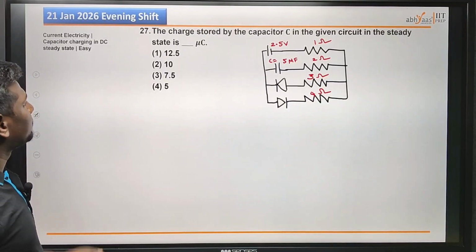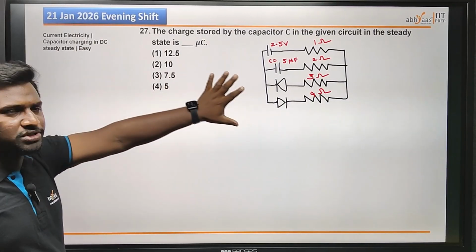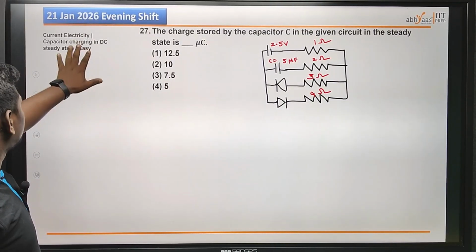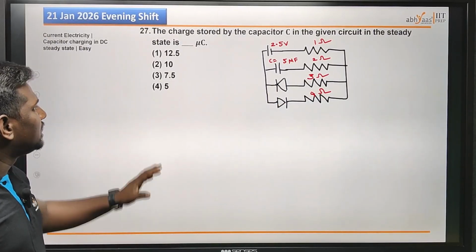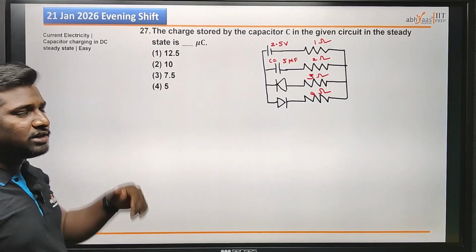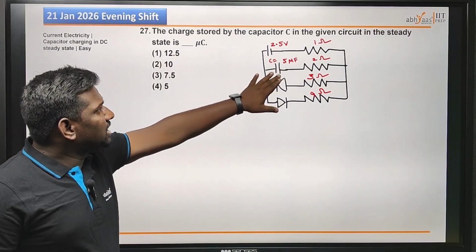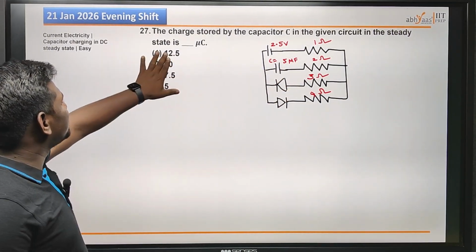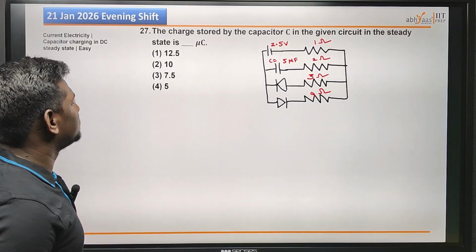Next one. This question is from current electricity, where a capacitor and diodes are included. Question number 27. The charge stored by the capacitor C in the given circuit in a steady state. What is the meaning of steady state?